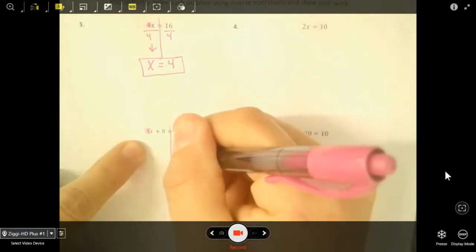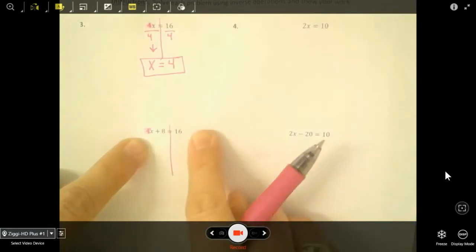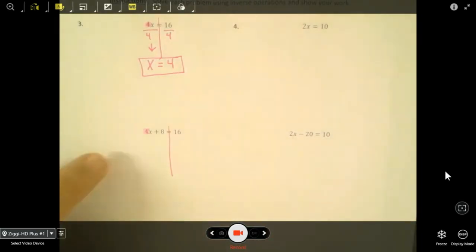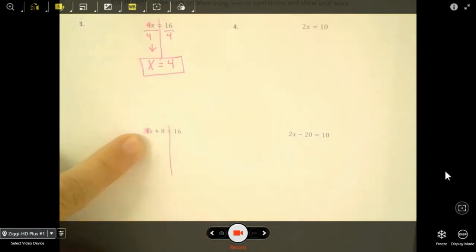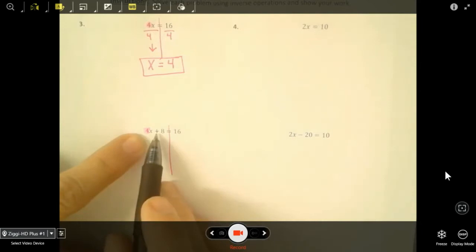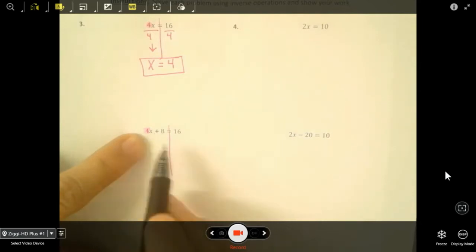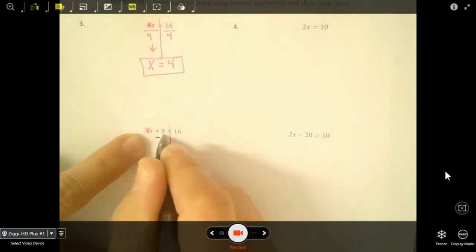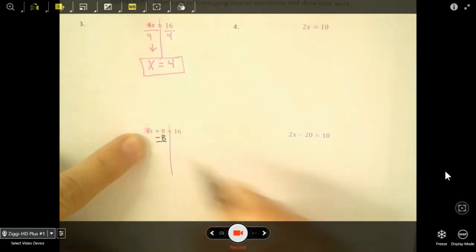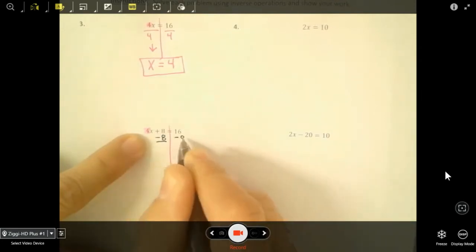So let me draw my line through my equal sign so that we can be sure to keep this balanced. And in order to get rid of this 8, since it's positive, I'm going to have to subtract it to move it to the opposite side. Now the reason I subtract is because right now it says plus. We always do the opposite of what it says. If it were to say minus, then I would add it. But because it says plus, I'm going to subtract it. So subtract it on this side.